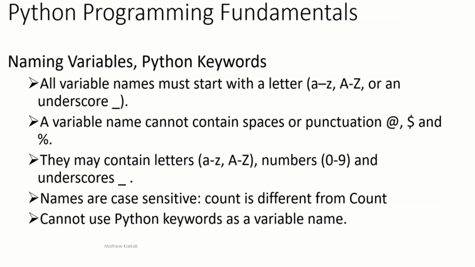Just like other programming languages, there are some rules to adhere to when naming variables in Python. Variable names must start with a letter or an underscore. Variable names cannot contain white spaces or punctuation. Variable names may contain letters, numbers 0 to 9, and underscores. Something else to note is that variable names are case sensitive and should never be Python keywords.